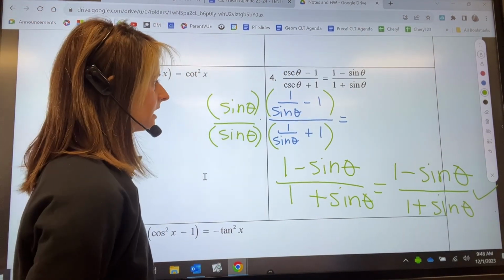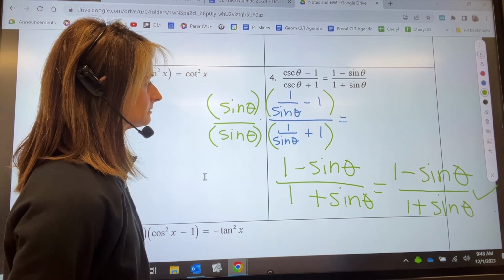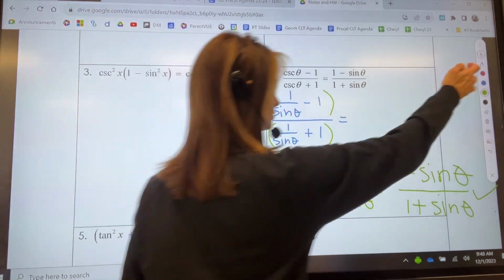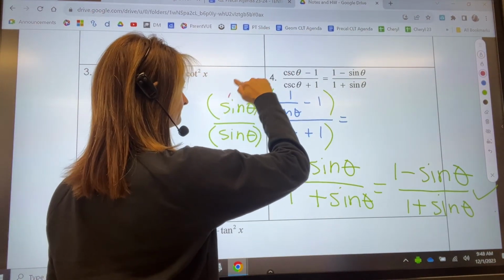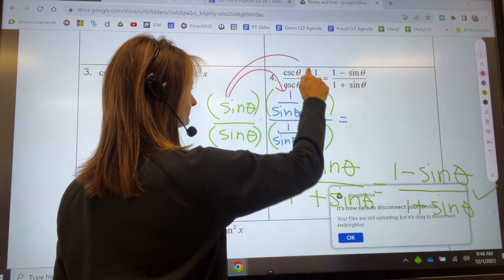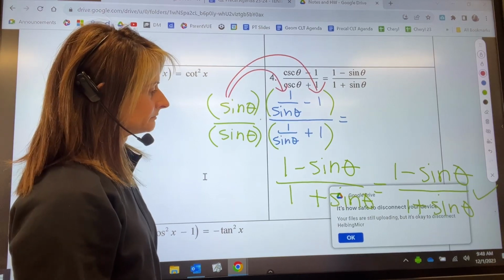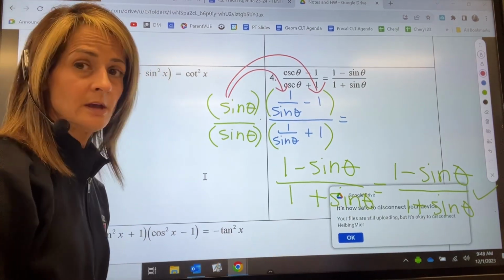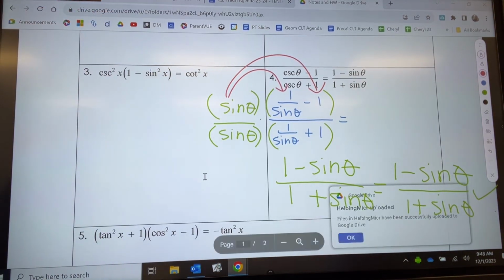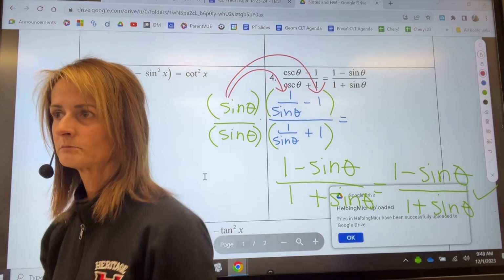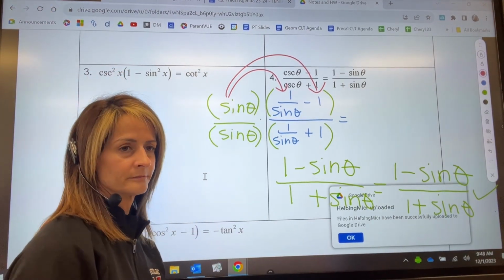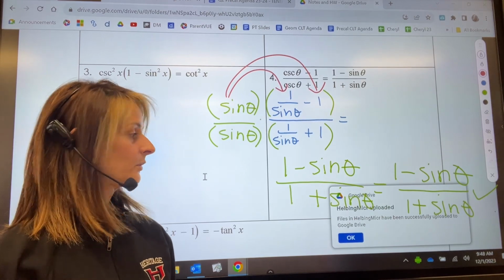Questions about this algebra? It's distribution. That's all we're doing there. That's number 4. Questions on number 4? We're going to move to number 5.